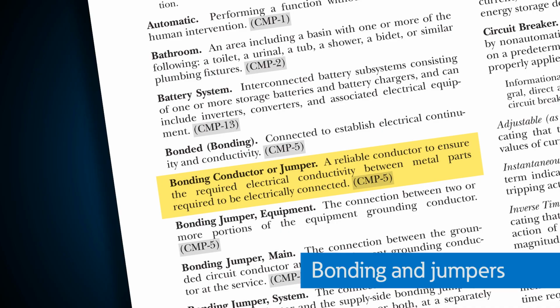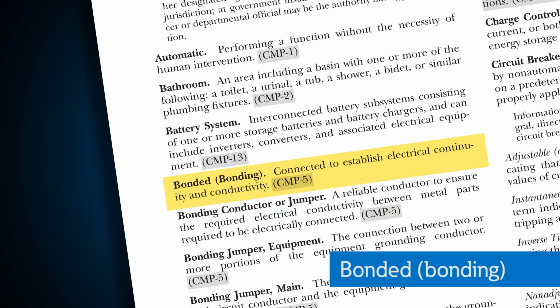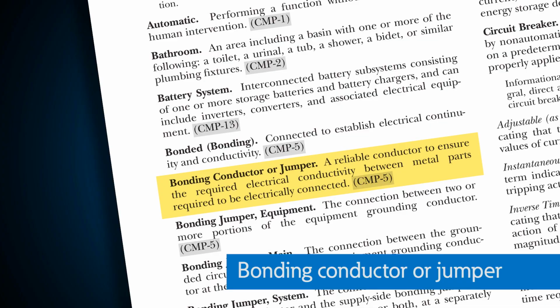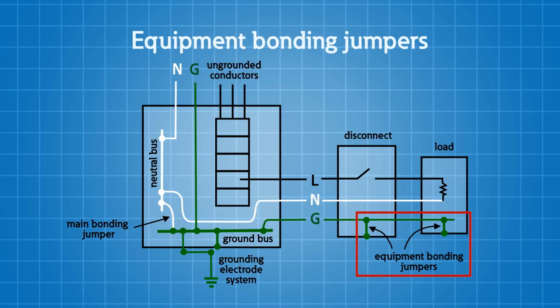Now, bonding and jumpers. We're going to get into an area where we're pulling things together. We're talking about bonding, and the National Electrical Code defines bonded as connected to establish electrical continuity and conductivity. This is a very important term as we work throughout the power distribution system. Bonding conductors, or what we call jumpers, are reliable conductors that ensure the required electrical conductivity between metal parts required to be electrically connected together.